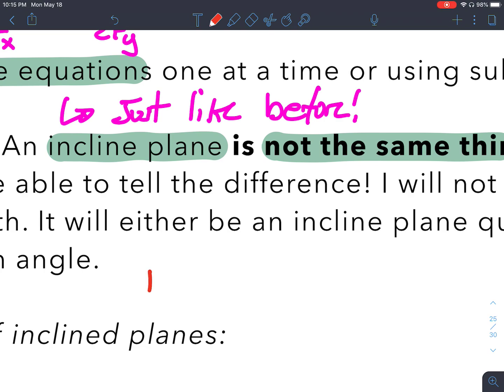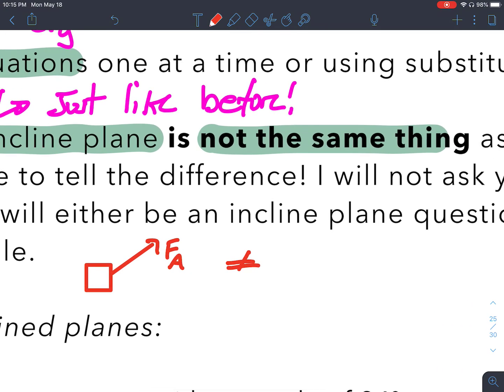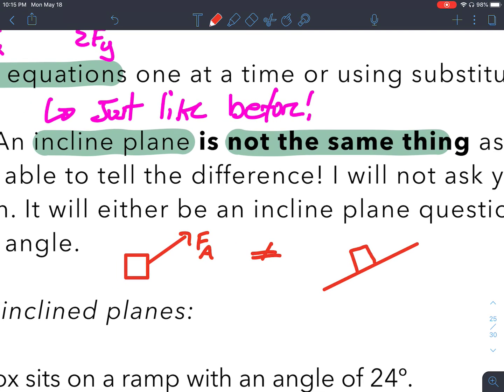If you have a box like so, and you are pulling at an angle with some applied force, that is not the same thing as having a box that is sitting on an incline. Okay? Very important that you know the distinction between the both. This one has parallel and perpendicular, this has X and Y. Make sure you know the difference, make sure you don't get them confused.